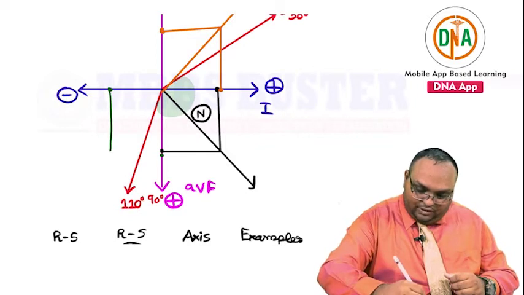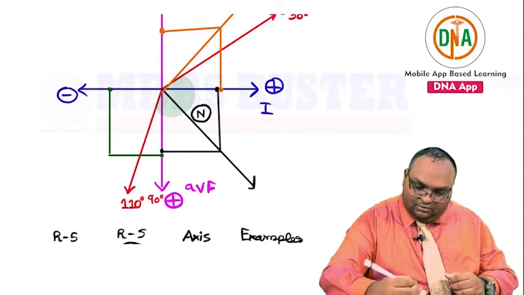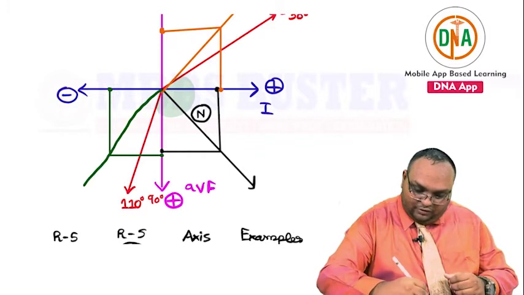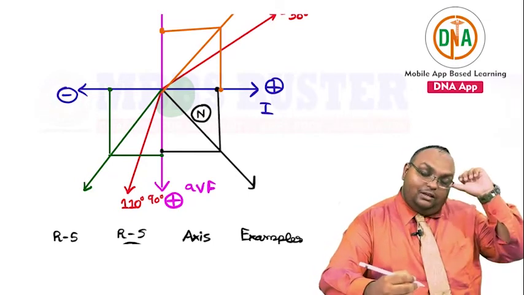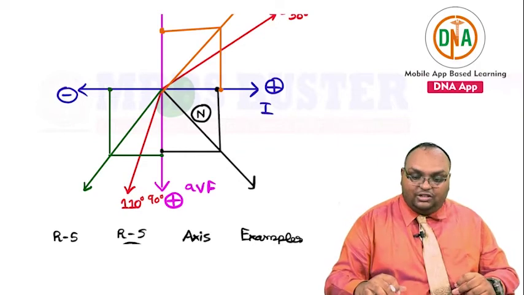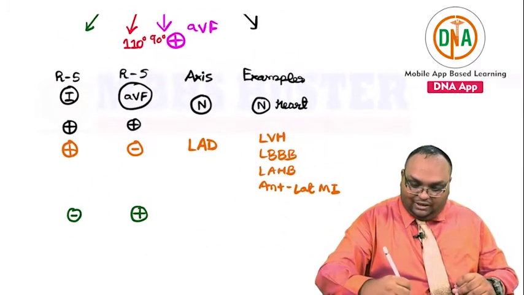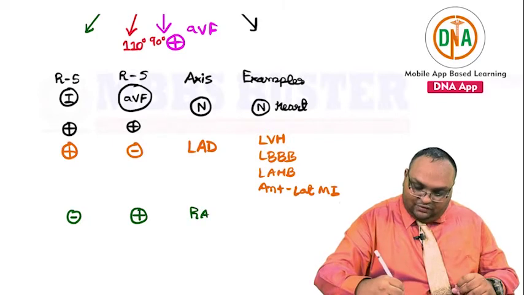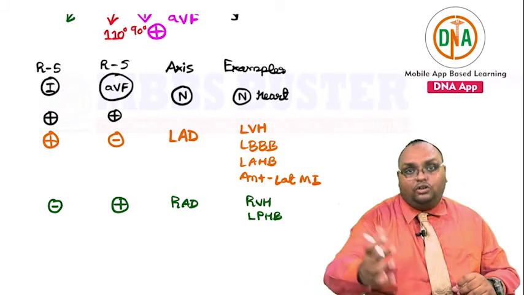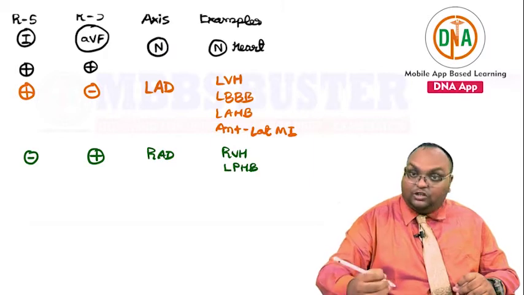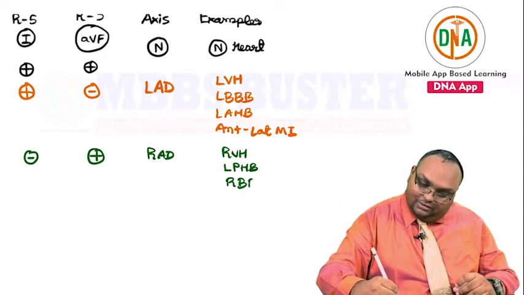Again, join them, draw perpendiculars. Okay. Let's do this. Drop a perpendicular from here. Alright, and then you see that this is coming in the opposite direction, that is to the right of the normal axis, so we would call it a right axis deviation. Where would we find this? A right ventricular hypertrophy, left posterior hemiblock, sometimes even in your right bundle branch blocks, and in an inferior wall MI.